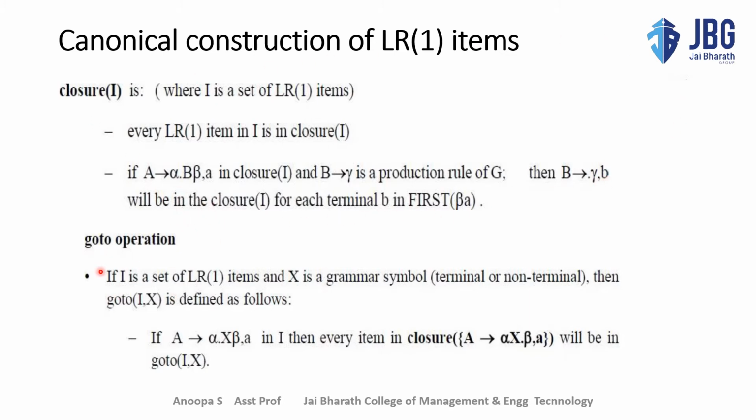Once you compute the closure, you have to perform the goto operation. The goto operation is similar to that in LR(0), or in LR parsers. If you have an item of the form A giving alpha dot X beta comma a, then every item in closure of A giving alpha X dot beta comma a will be in goto of I comma X. So this is the basic of computing CLR.